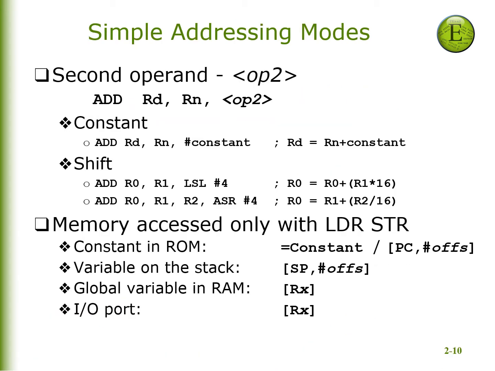An important consideration in writing a program in the assembly language is the specification of the operand 2. For example, if you wish to add, so this is an add instruction, add Rd, Rn, and operand 2. Suppose we wish to add some constant to register Rn, let's say register R0, and then store the result in register Rd.